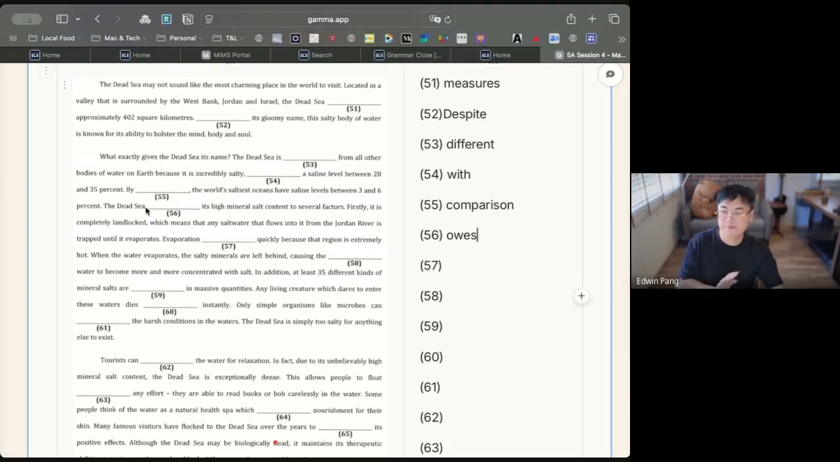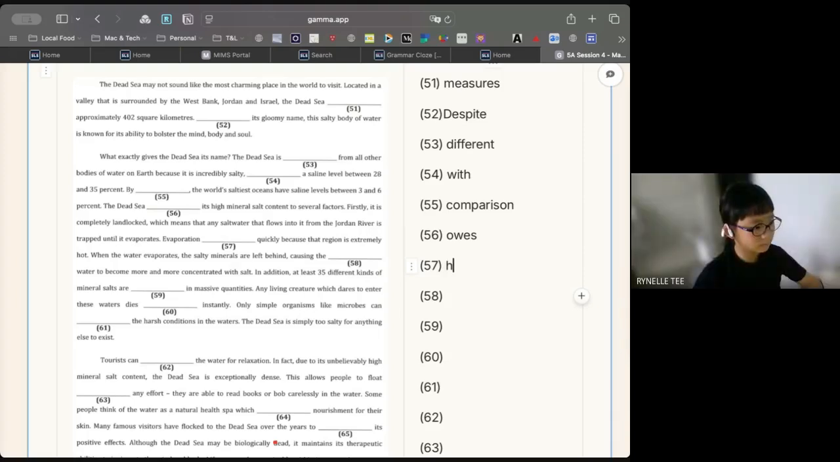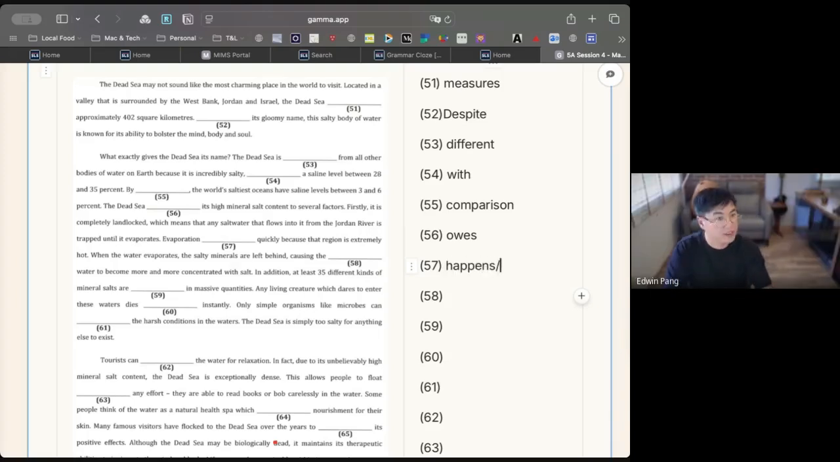We'll stop here. Okay, it's 3:43. Let's do the last one, 57. Okay, evaporation what quickly because that region is extremely hot. So this is a verb, right? Can you see a lot of it is verbs? Okay, a lot of this is verbs. Okay, Renelle? Happens. But this one got more than one answer.